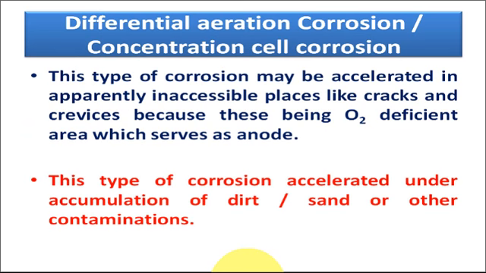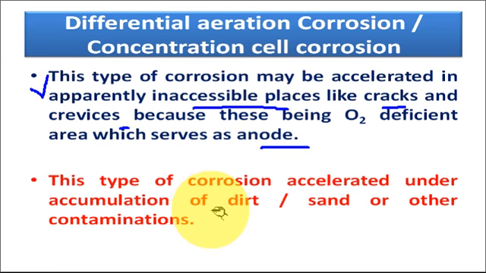Clear? So, this type of corrosion may be accelerated in apparently inaccessible places like cracks and crevices. Why? Because in these places oxygen approach is less. That means these places are oxygen deficient areas. So these areas of the metal surface behave as the anode and the remaining metal surface behaves as the cathode. Therefore, corrosion takes place.